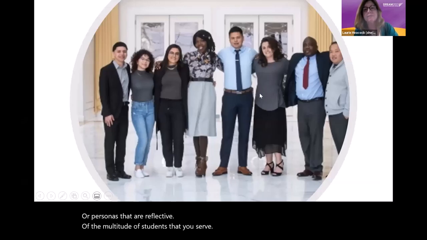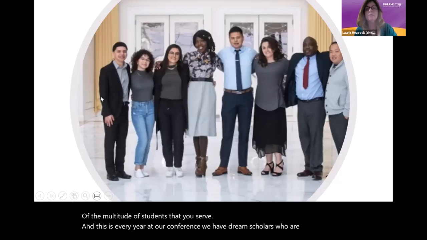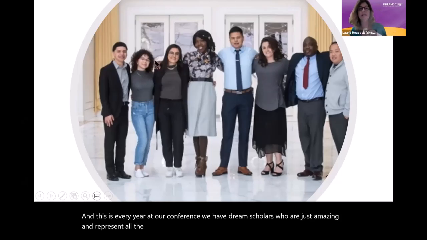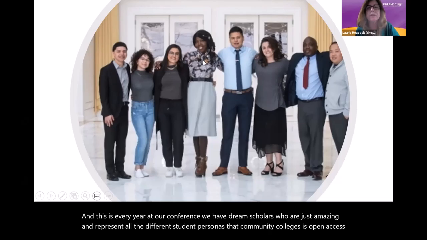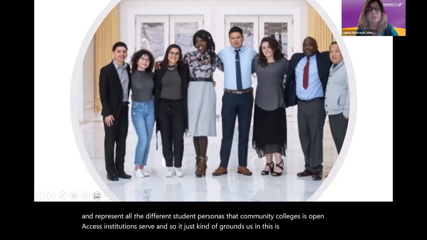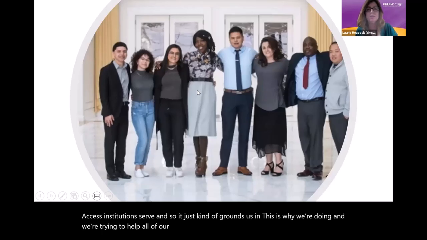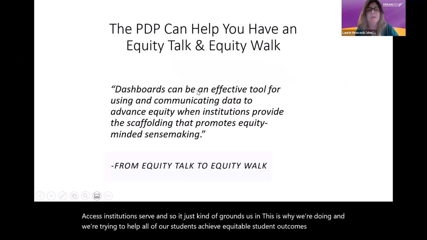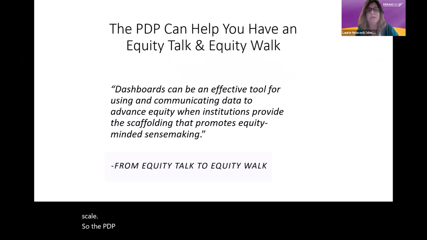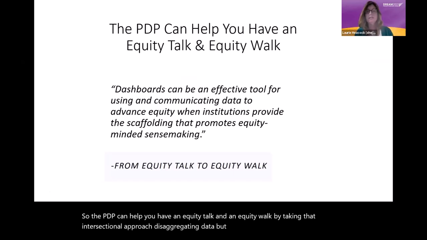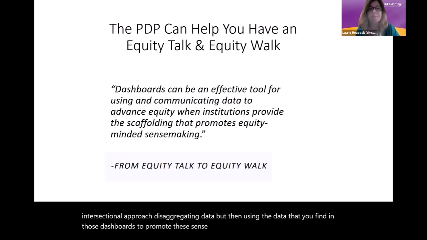And every year at our conference, we have Dream Scholars who are just amazing and represent all the different student personas that community colleges as open access institutions serve. It grounds us in why we're doing this, and we're trying to help all of our students achieve equitable student outcomes at scale. So the PDP can help you have an equity talk and an equity walk by taking that intersectional approach to disaggregating data, but then using the data that you find in those dashboards to promote these sense-making conversations.